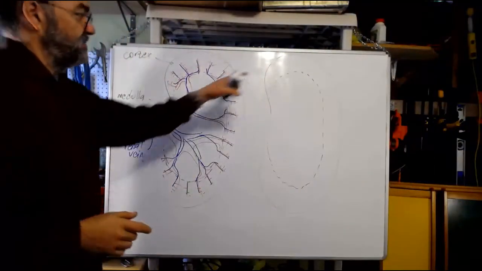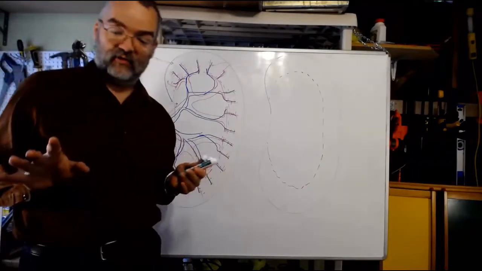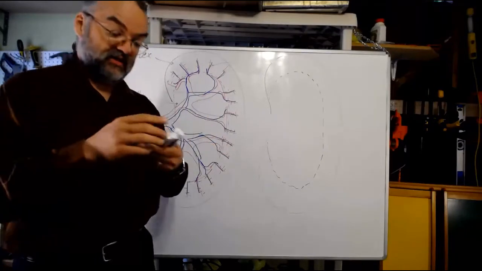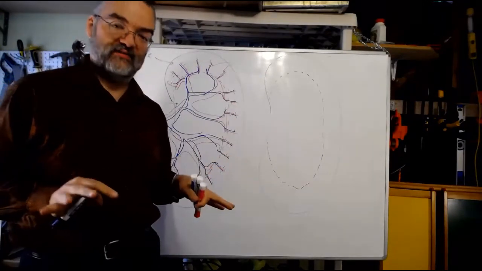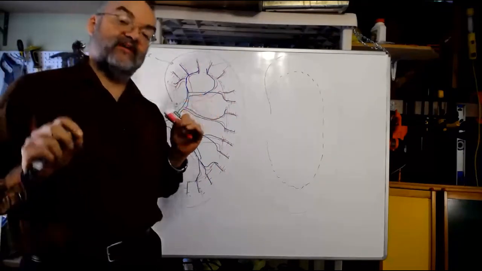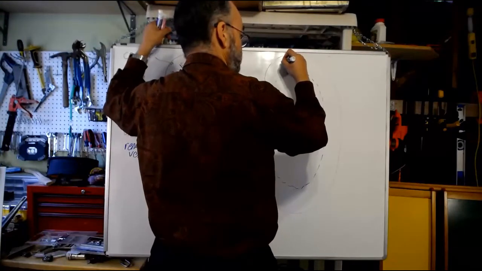Now, starting out here in the cortex, we've got all of the little filtration machines, the nephrons. Those consist of the urinary tubules. Now, I can't possibly draw them all in because there's approximately 1 million of these in each kidney. So I'm going to draw in a few examples. So here's one.